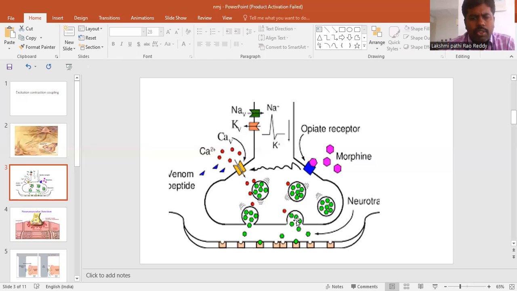And so once the neurotransmitters are released, the gap we are seeing here between the presynaptic terminal and postsynaptic terminal is the synaptic cleft. So these neurotransmitters, say for example acetylcholine, are released into the synaptic cleft and bind with the receptors, the acetylcholine nicotinic receptors.